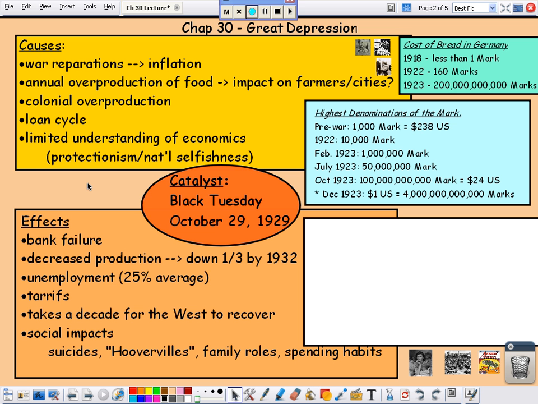Well, some people didn't have that. And so what they created was something called buying on margin. It's a loan, and this is part of the loan cycle. If I want to go buy stock in Apple, I think Apple right now is selling at something like $600 a share.